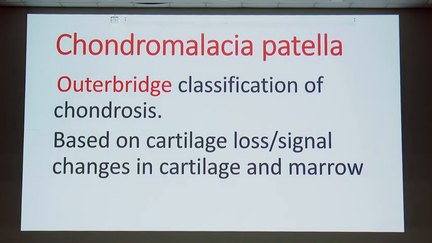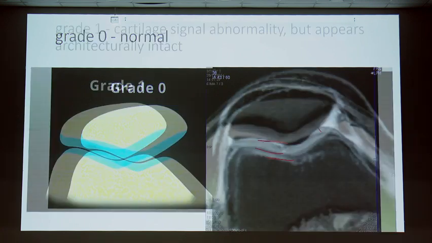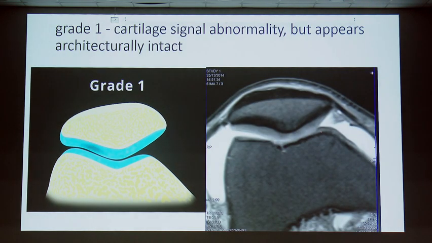All these things give the chondromalacia patella staging. Outerbridge is classified by seeing this. You can see the normal cartilage on this MEDIC, beautifully: this is the cortical bone, and you can see the trochlear cartilage over here. This is the normal cartilage, grade 0. For cartilage signal abnormality, this is the normal signal. If you look carefully, there are signal changes over here, but architecturally it appears normal.